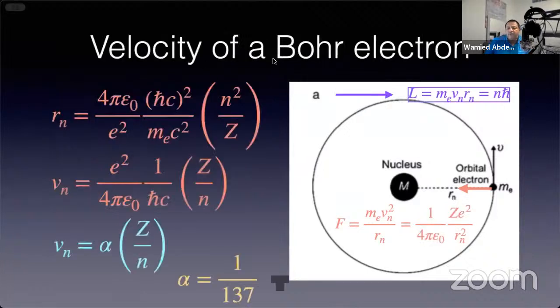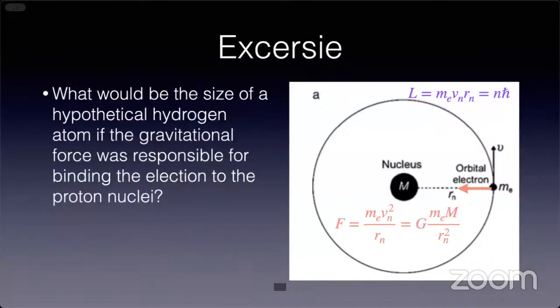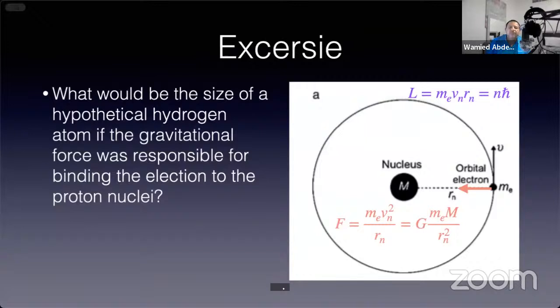Yes, excuse me. If we want to solve this equation using the gravitational force, can we also assume that the mass of the nucleus is much, much larger than the mass of the electron? Yes. When we say it's much more massive, all we mean is that the nucleus is not going to move.